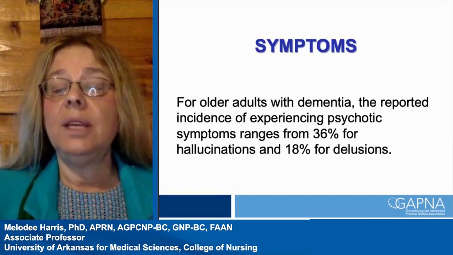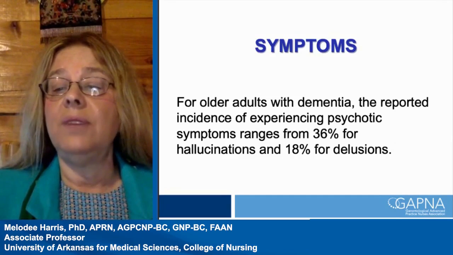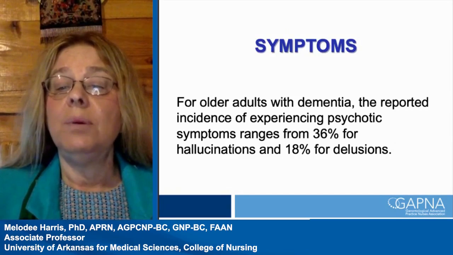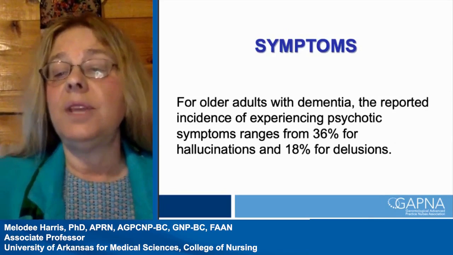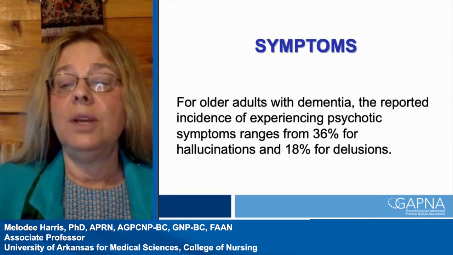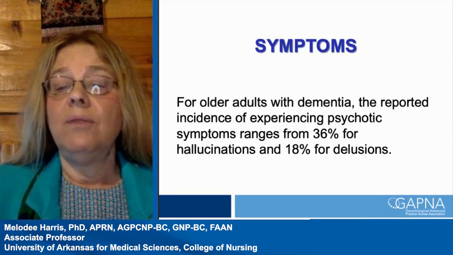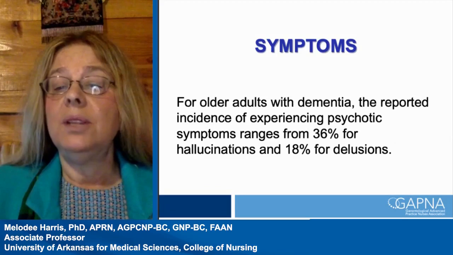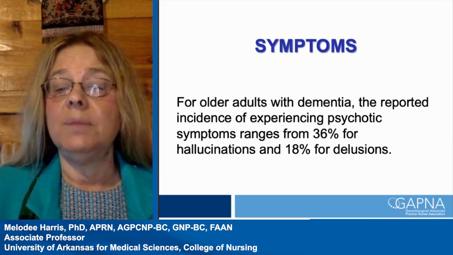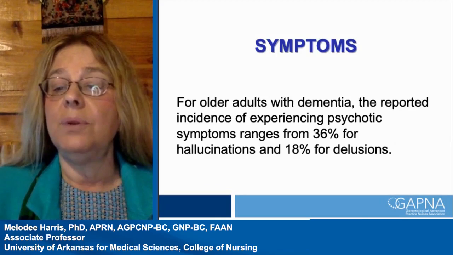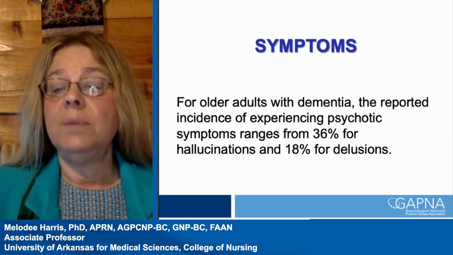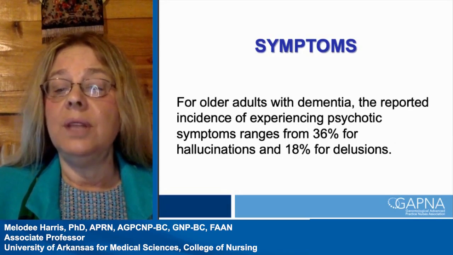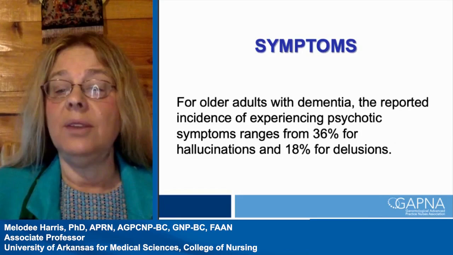In one study, 10% of adults aged 85 and older without dementia reported psychotic symptoms. For older adults living with dementia, the reported incidence of psychotic symptoms ranges from 36% for hallucinations and 18% for delusions. Symptoms of psychosis include hallucinations or delusions. Delusions and hallucinations often present together.